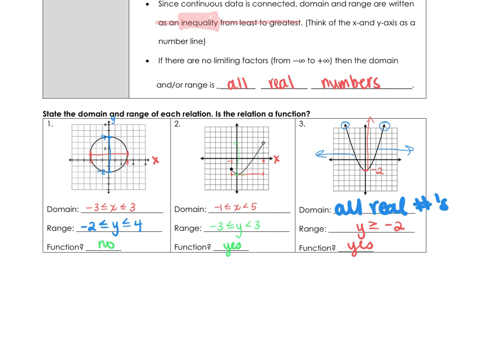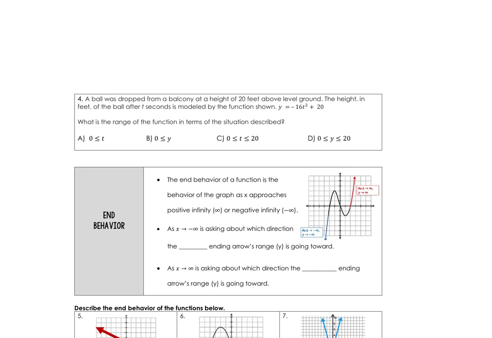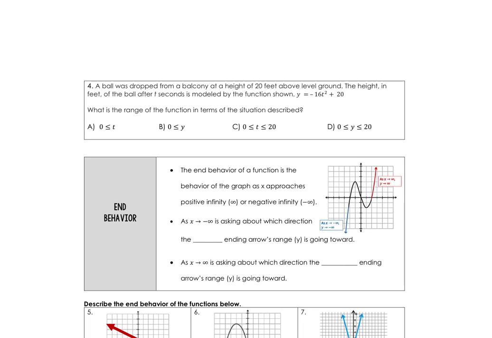All right, number 4, the last one that's going to require a little more thinking, and then I promise this last thing we're going to do is really easy, so it'll be fast. A ball was dropped from a balcony at a height of 20 feet above level ground. Can you guys picture it? You're standing on a balcony. You drop a ball. That balcony is 20 feet high.